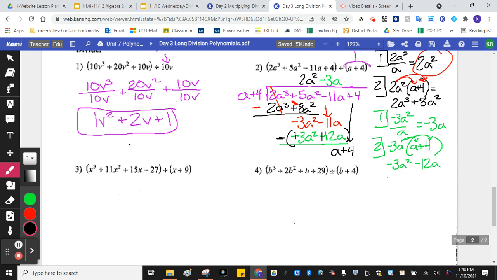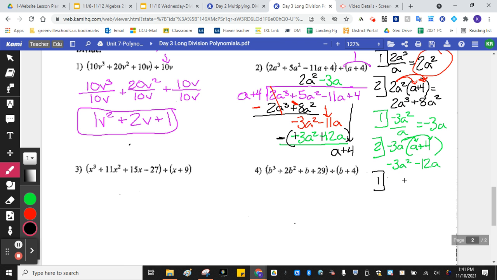And then I do it again. It was a minus 12a, but since I'm subtracting my rows, it becomes a plus 12a, because a negative and a negative make it positive. Okay. Do you want me to do it again? And then I do the steps all over again.